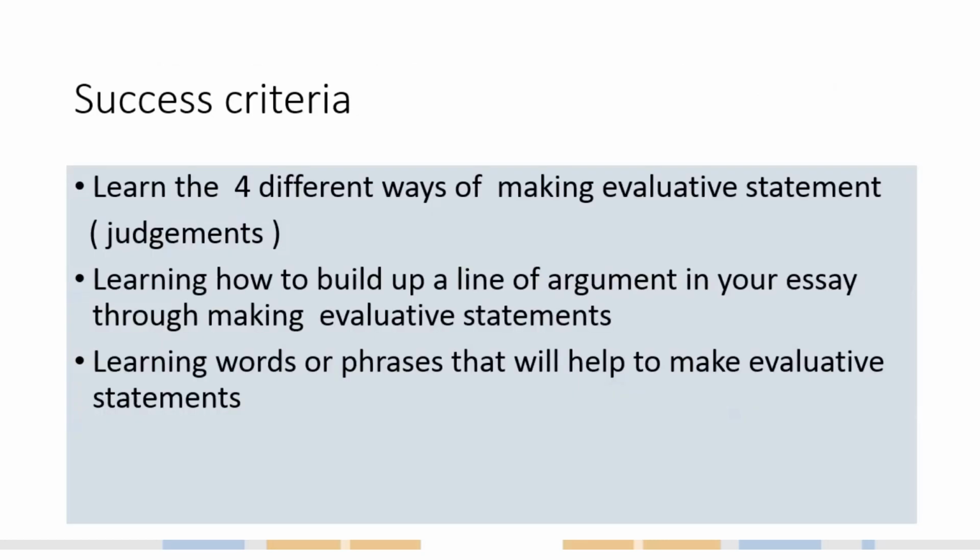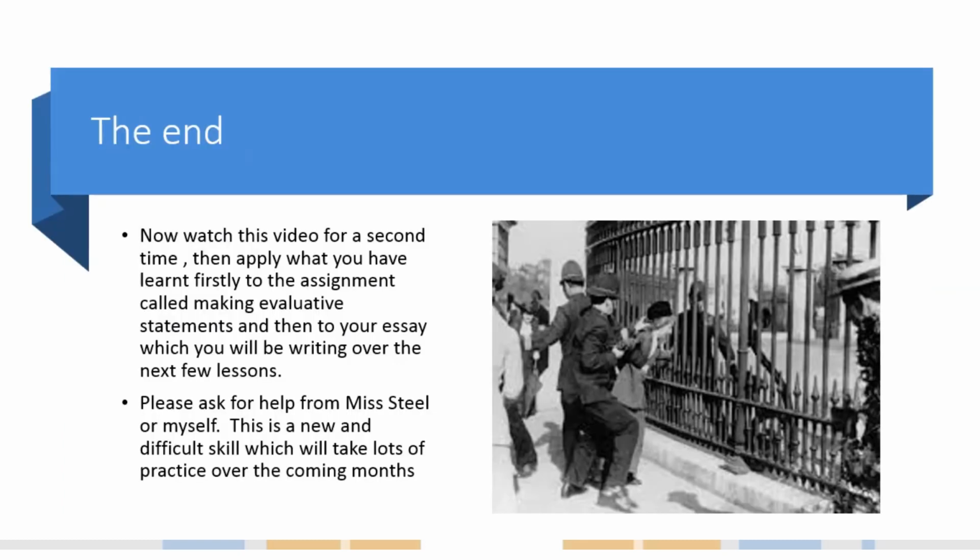So what we've done then is learned 4 different ways of making evaluative statements, and these of course were going to be used to build up a line of argument in your essay, and hopefully you will be applying the new words and phrases that you've learnt this lesson in the evaluative statements that you're going to make. So this is the end of the video, but it's really important that you watch it for a second time. Then apply what you've learnt, first of all to the assignment task, which is to be completed by next lesson, and then obviously to the essay that you're going to be writing.